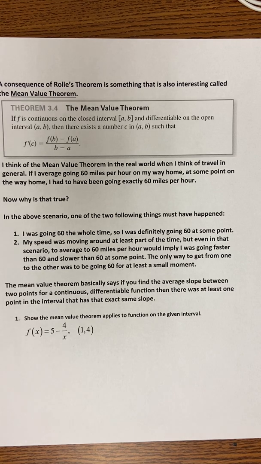or if I wasn't going 60 the whole time, that means my speed was moving around. But in order for my speed to average to 60, that means I would either be going 60 the whole time or have some speeds slower than 60 and some speeds greater than 60. And the only way to have speeds slower than 60 and greater than 60 on my way home was to at some point cross from either the slower speed to the higher speed or vice versa, which means I had to be going 60, maybe even for just a moment. At some point, I had to be going exactly 60 miles per hour.